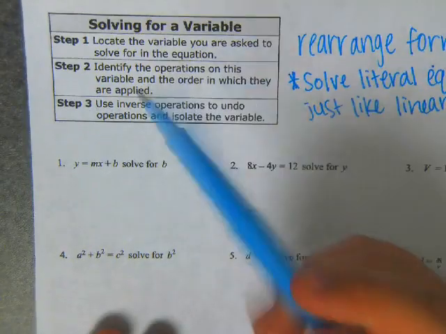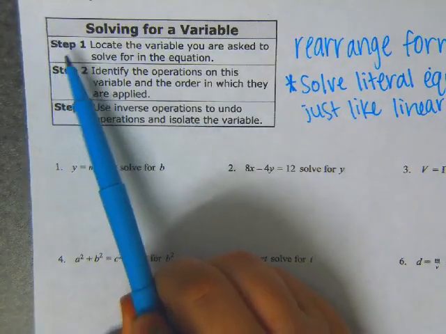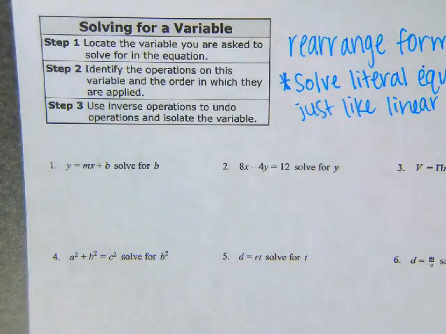So we have this chart. The first thing you need to do is figure out which variable, which letter, you need to isolate. Meaning, what letter are you going to get by itself? Next, you have to figure out how to get all other letters moved to the other side of the equal sign, and then apply that.